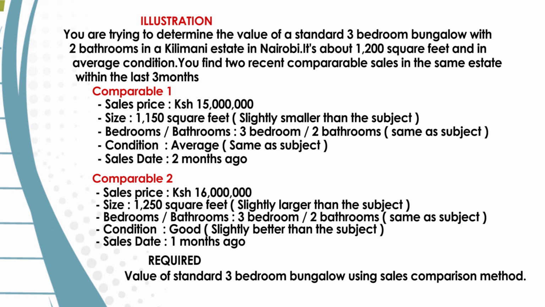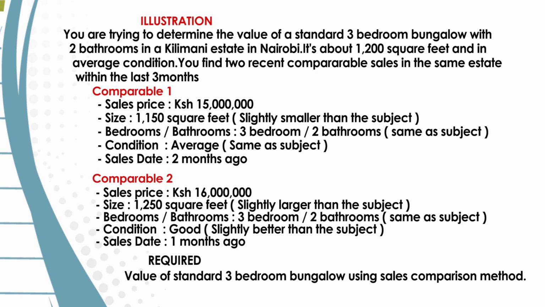So you have a bungalow to value, and when using the sales comparison method, you compare the selling price of recently sold bungalows in the same area. And we are given the data for comparable 1 and comparable 2. So there are 2 bungalows that you have identified, which can help you to value the subject property, which sits on 1,200 square feet, and it is in average condition.